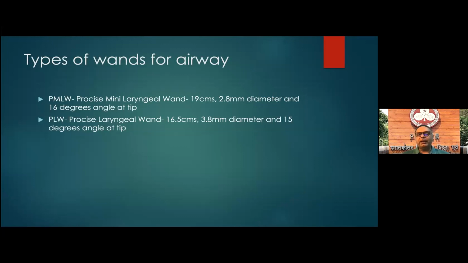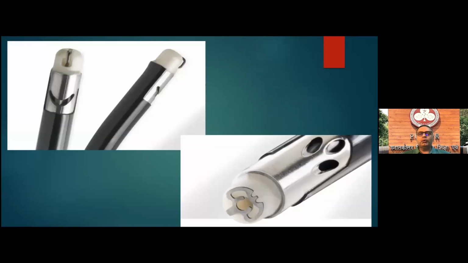Then we have the PLW. PLW is a larger version of an MLW. It's called the precise laryngeal wand, and it has a 3.8 millimeter diameter and 15 degrees angle at the tip. So the main difference between the two wands, I will show you.